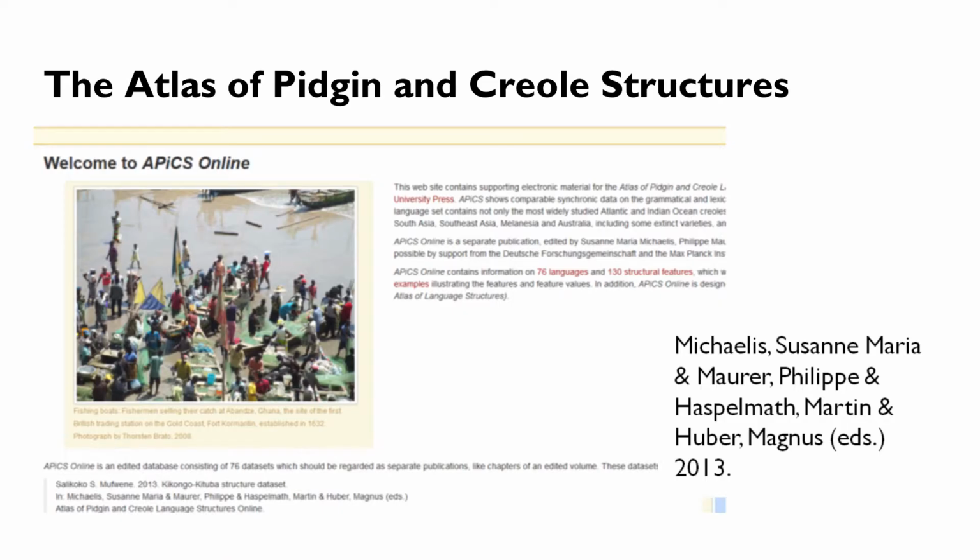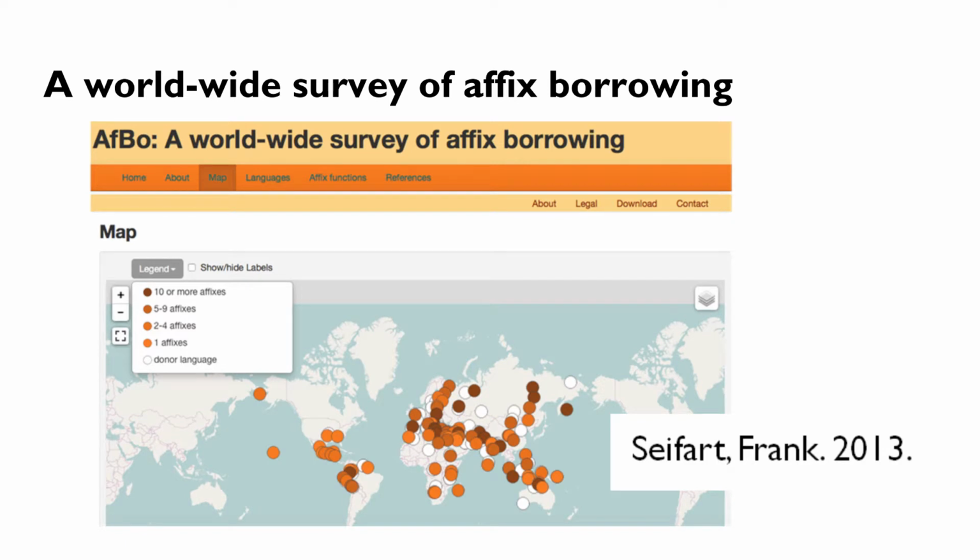Another example, also associated with the Max Planck in Leipzig, is the Atlas of Pidgin and Creole Structures, another phenomenal resource. A third one, which is smaller in scale but also much more focused, is Frank Seifart's Worldwide Affix Borrowing Survey, right? So it's, I think, 100 language pairs, hundreds of affixes, and so on. We'll see why this is interesting afterwards.